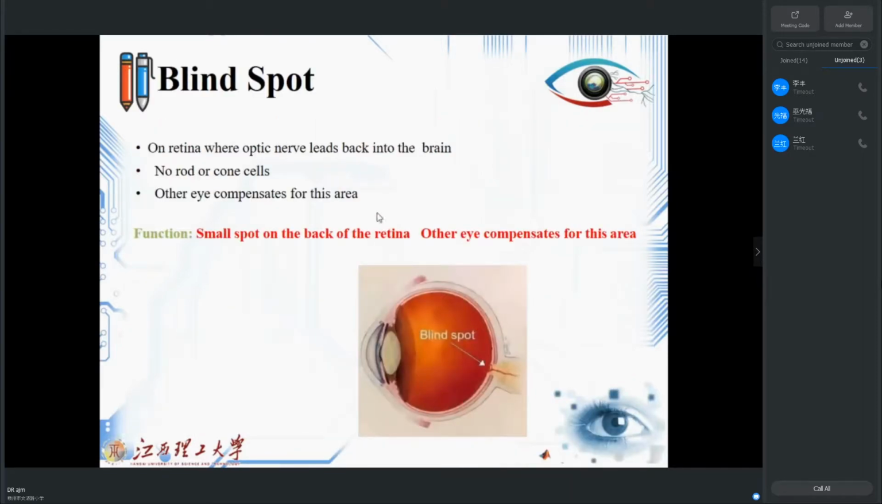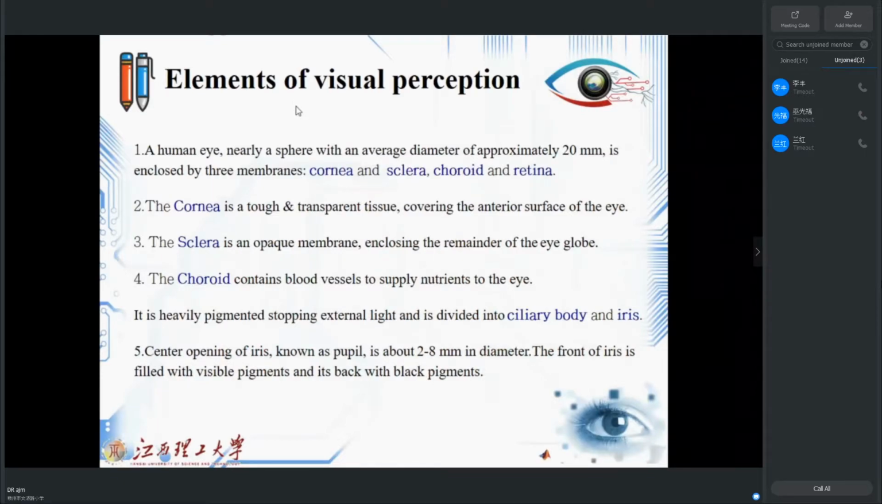The blind spot is where the optic nerve leads back into the brain, and we have no rods or cone cells there. The other eye compensates for this area. It's a small spot, as you can see in this figure, on the back of the retina, and the other eye compensates for this area. It's one of the important parts of our eyes, which acts and helps us. Okay, let us see once again this visual perception of our eye.